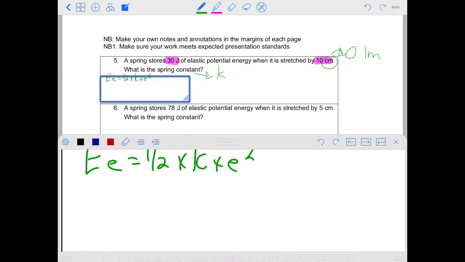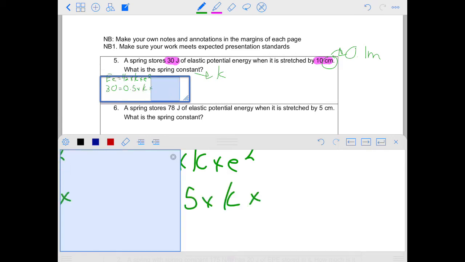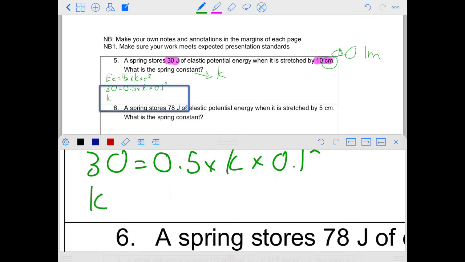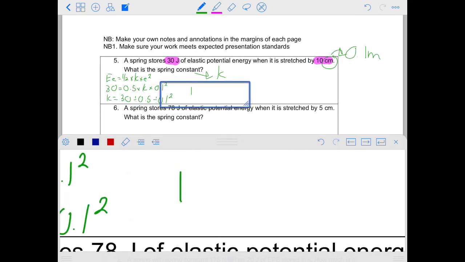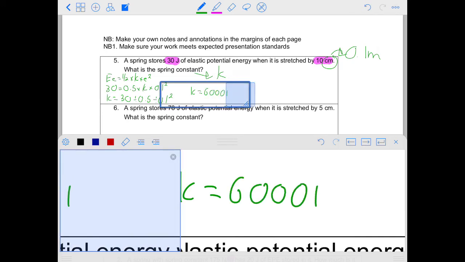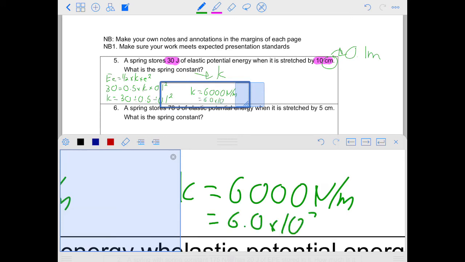We have our 30 joules is equal to 0.5 times our spring constant times our 0.1 squared. And so then we go, our spring constant is equal to 30 divided by 0.5 divided by 0.1 squared. So we know our spring constant, once we plug that into a calculator, is equal to 6,000 newtons per meter, or it's equal to 6.0 times 10 to the 3 newtons per meter.